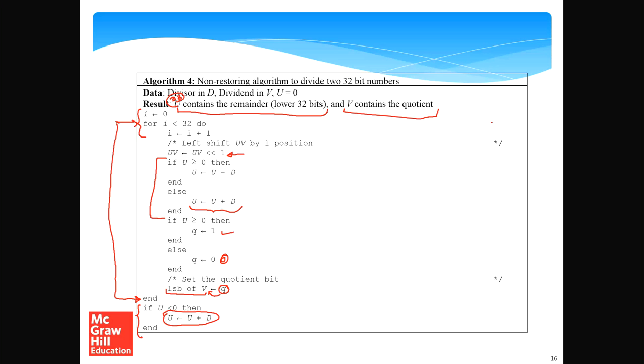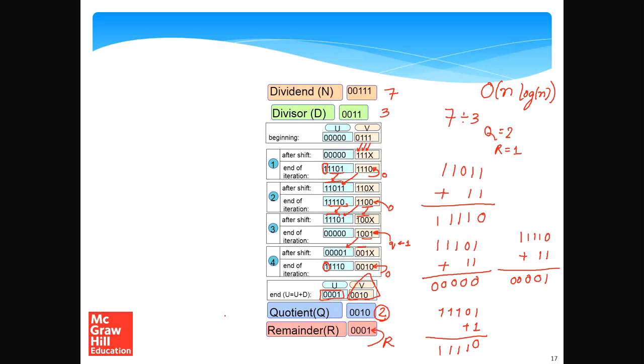And the algorithm is again, just to summarize, we take a look at the register U. If it is positive, we subtract the divisor, else if it's negative, we add the divisor. We take a look at the sign once again. If the sign bit is 0, which means the number is non-negative, we set the relevant quotient bit to 1, otherwise we set it to 0. We perform a small check at the end. If the register U is still less than 0, we add the divisor to U, and U contains the remainder and register V contains the quotient.